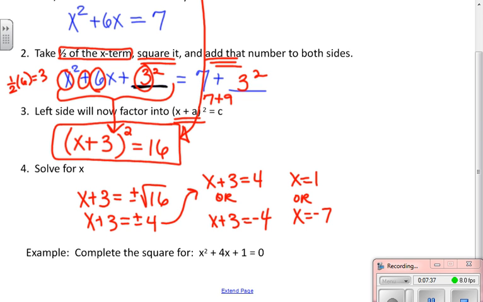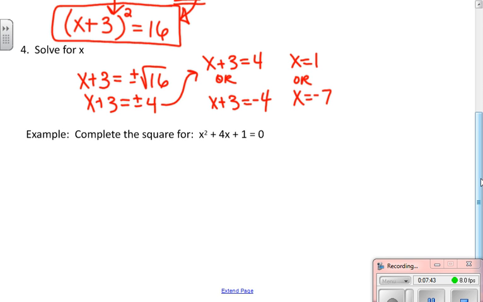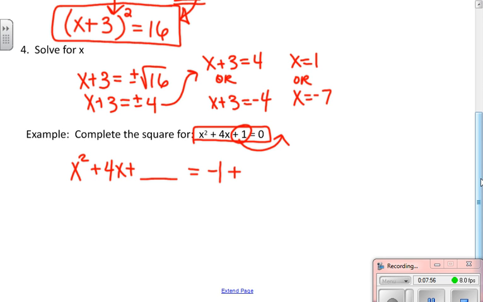Let's go ahead and do another practice, and then we'll look at how this relates to the equation of a circle. So, first step is to move this to the other side. So I have x squared plus 4x plus, leave a blank, equals negative 1 plus, leave a blank. So I subtracted 1 from both sides, but I left myself that space. Half the middle term, square it, and add it to both sides. So 1/2 of 4 is 2, add it to both sides.